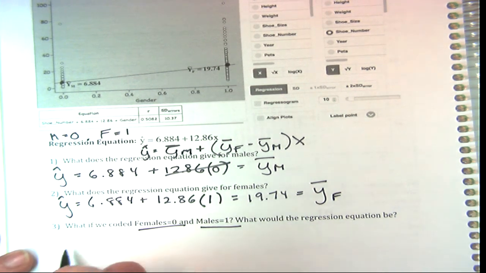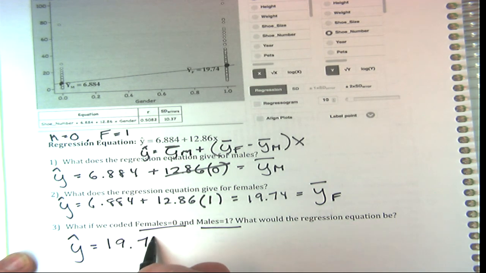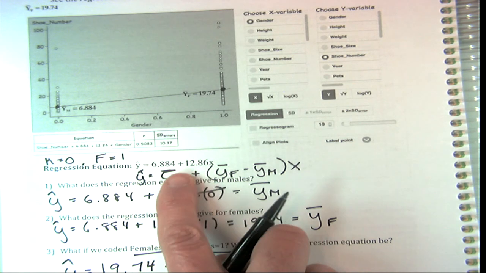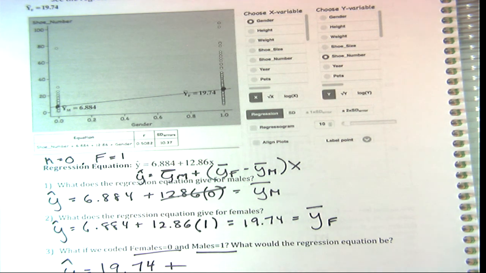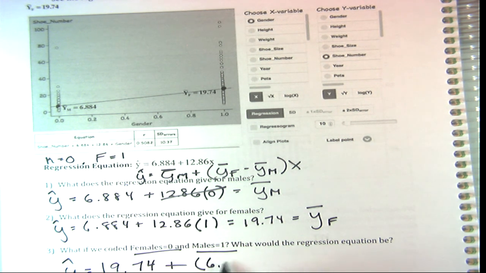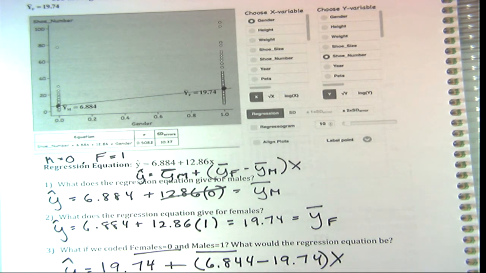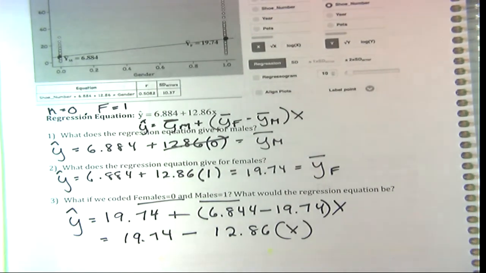And so we'd have a predicted value of, we just switch it, 19.74 plus, instead of, so it would be the female average, and there would just be a minus there, right? It would just be the difference. So it would be 19.74 minus 12.86x. Right? So that's all we do. It would just be the opposite slope.